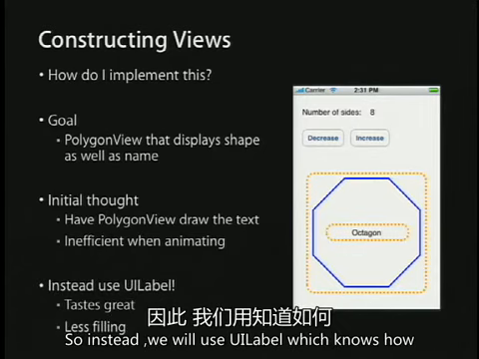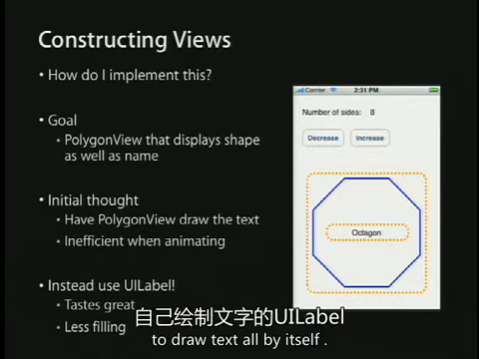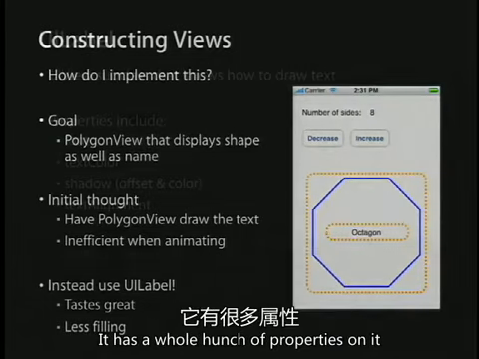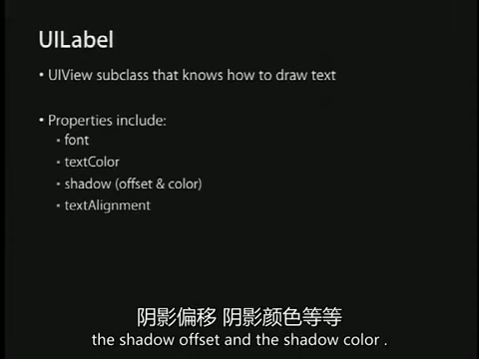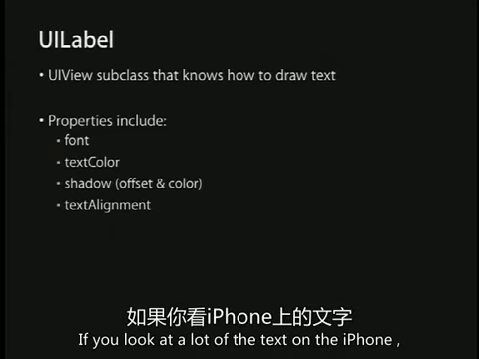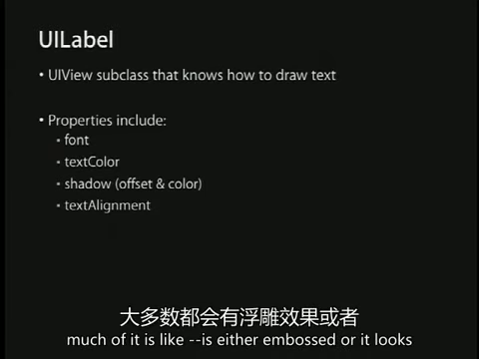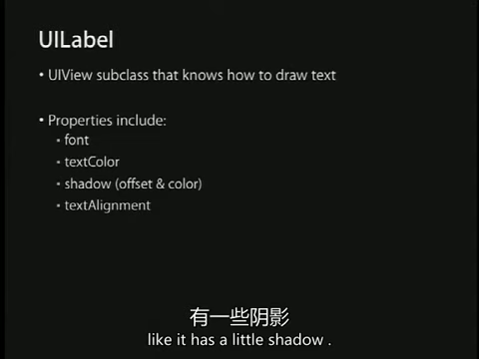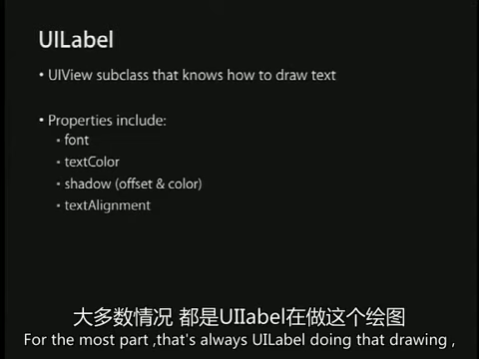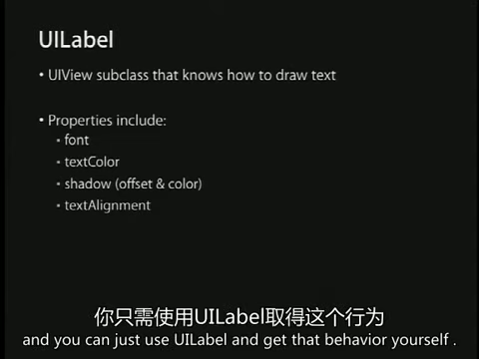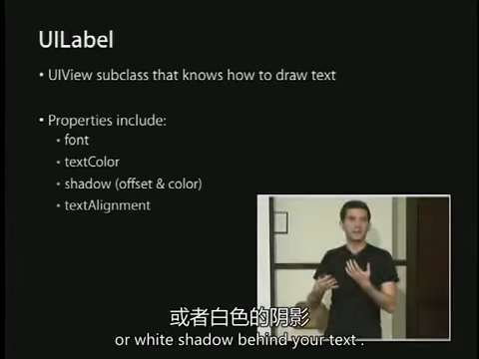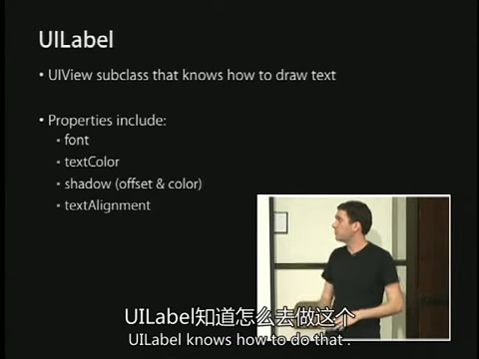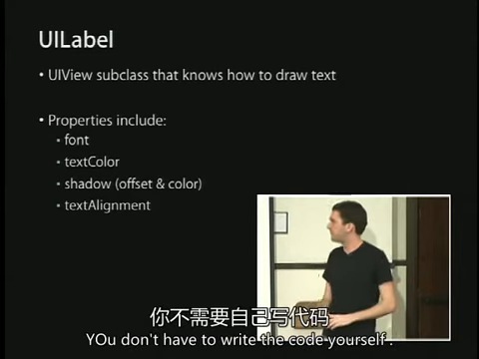So instead, we'll use UILabel, which knows how to draw text all by itself. It has a whole bunch of properties that do some really cool things, including letting you set the font, the text color, the shadow offset, and the shadow color. If you look at a lot of the text on the iPhone, much of it is either embossed or looks like it has a little shadow. For the most part, that's UILabel doing that drawing. You can just use UILabel and get that behavior yourself. You can draw a little black or white shadow behind your text. UILabel knows how to do that. You don't have to write the code yourself.